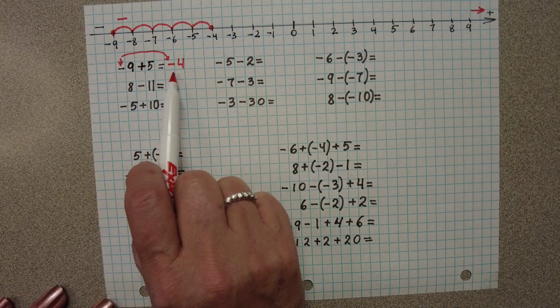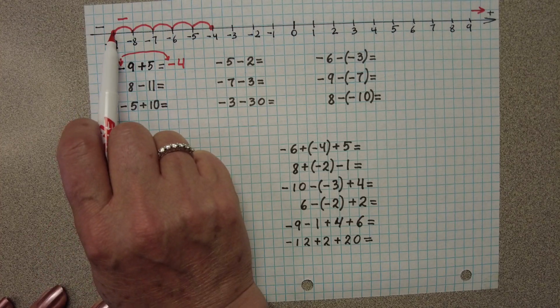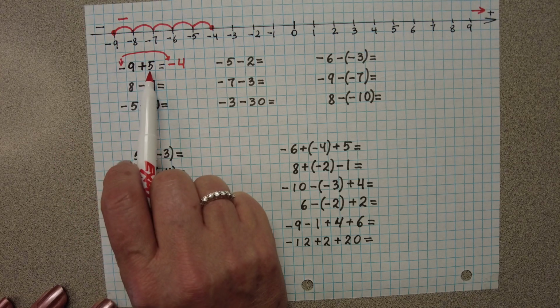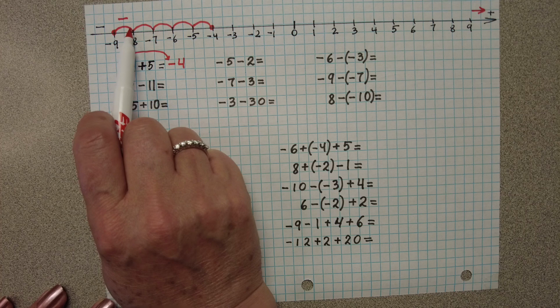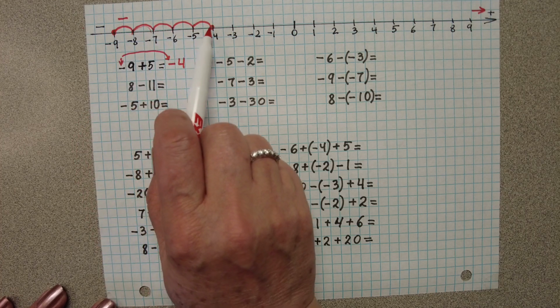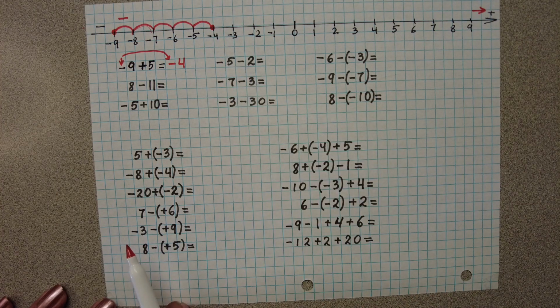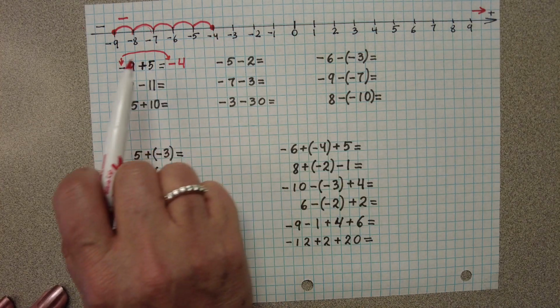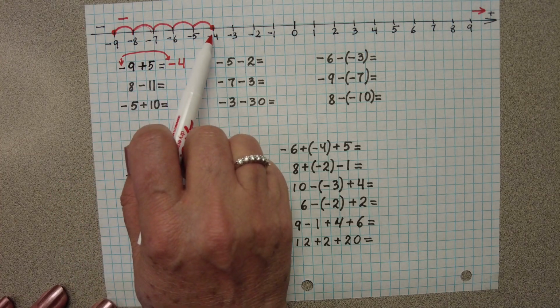For example, this first one, let's check. If we have negative 9 here, plus 5. We stand on negative 9 and go 5 to the right. 1, 2, 3, 4, 5. And we land on negative 4. So negative 9 plus 5 equals negative 4.